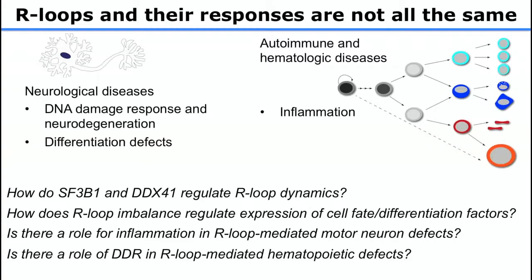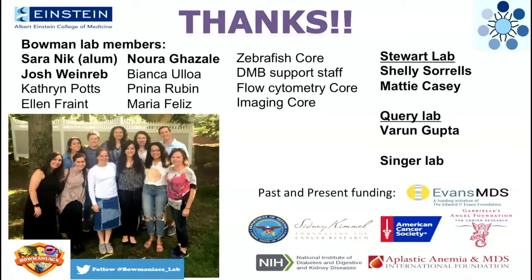Is there a role for the DNA damage response in the hematologic phenotypes? We do have some data that at least ATR activation is involved with the HSC expansion phenotype. So there could be some crosstalk amongst these many different flavors of how R-loops are impacting different tissues. But without looking at each of the aspects, it's hard to know.